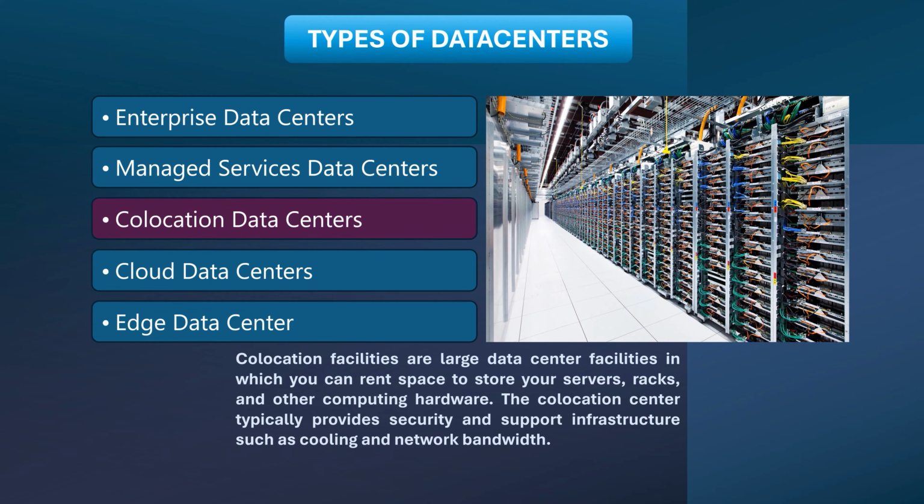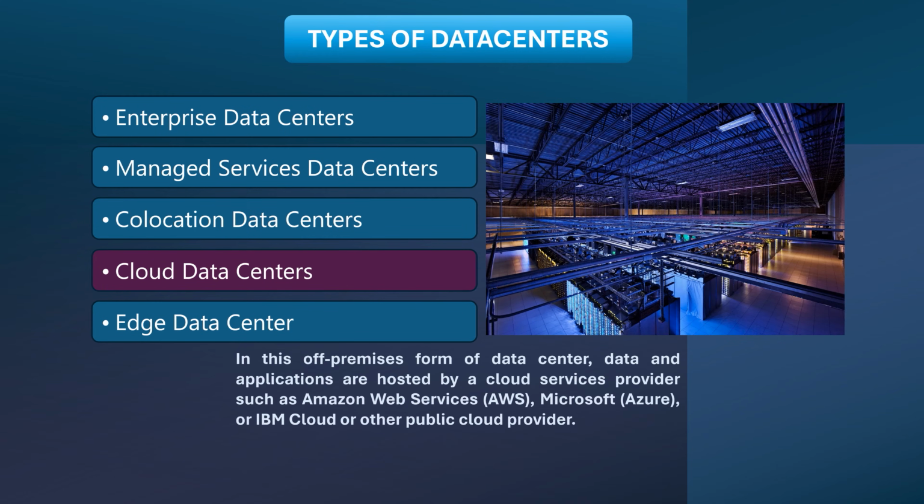Colocation data centers. Colocation facilities are large data center facilities in which you can rent space to store your servers, racks, and other computing hardware. The colocation center typically provides security and support infrastructure such as cooling and network bandwidth. Cloud data centers. In this off-premises form of data center, data and applications are hosted by a cloud services provider such as Amazon Web Services, AWS, Microsoft Azure, or IBM Cloud or other public cloud provider.